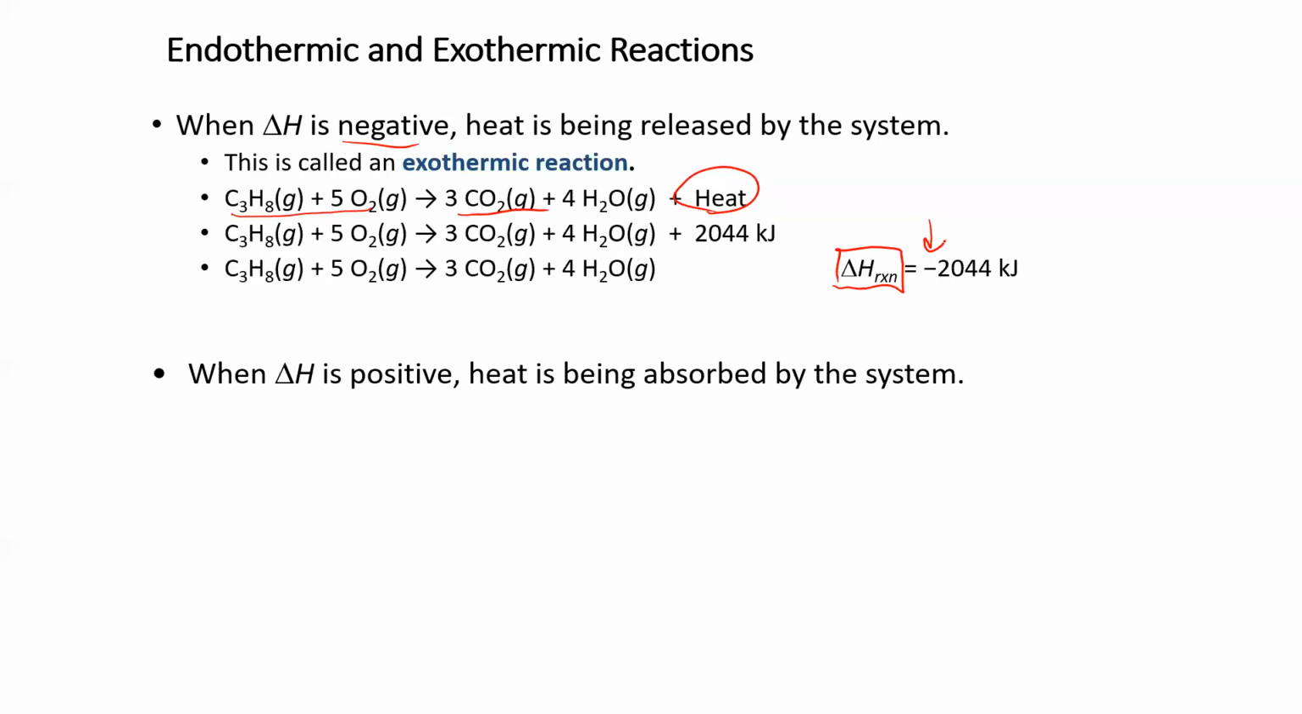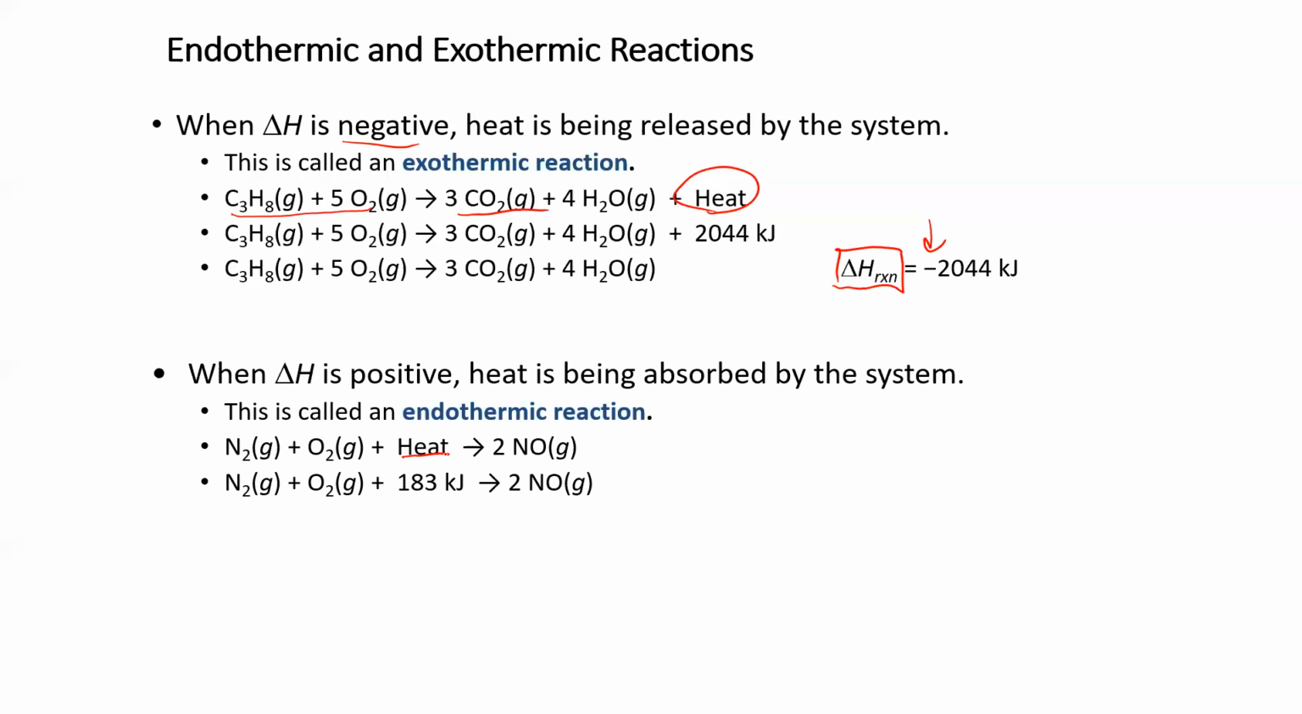So if delta H is positive, so your enthalpy is positive, it's the opposite. The heat is being absorbed by the system from the surroundings. So that's an endothermic process. So how would you see that? Well, again, they might write heat on the reactant side because the reactants require the energy to make the product. So the reactants absorb the heat. They might write the actual numerical quantity of heat that's required for the reaction.